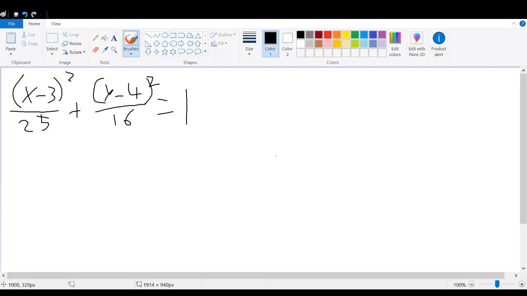Let's identify a few points. In ellipses, the a value is always the bigger one, so a equals 5. B is the smaller one, so b squared equals 16, b equals 4. A squared 25 minus b squared 16 equals c squared. C squared is 9, c is 3. Oh my gosh, is that a Pythagorean triple?